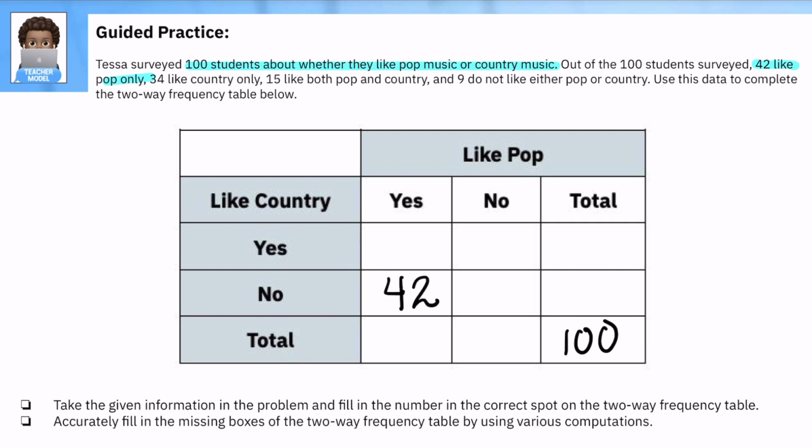And then going into the next one, 34 like country only. So I'm going to do the same thing, yes to country, but no to pop. There's our 34. And 15 like both pop and country. So they're yes to pop and yes to country. And 9 don't like either one. So they're saying no to both. So they are saying no, I don't like pop, and no, I don't like country.